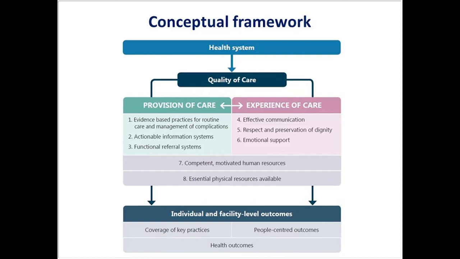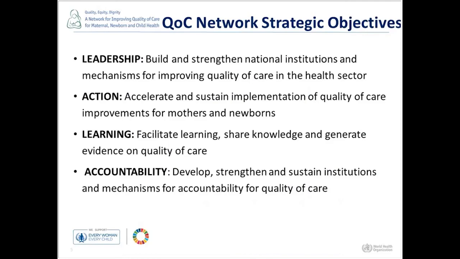Both provision and experience are essential for the outcomes that we intend to achieve at individual and facility levels to happen. To translate this conceptual framework into practice, 4 objectives have been identified to drive the work of partners in the network. Leadership, to build and strengthen national institutions and mechanisms for improving quality of care in the health sector. Action, to accelerate and sustain implementation of quality improvements. Learning, to facilitate learning, share knowledge, and generate evidence of quality of care. And accountability, to develop, strengthen, and sustain institutions and mechanisms for quality of care.